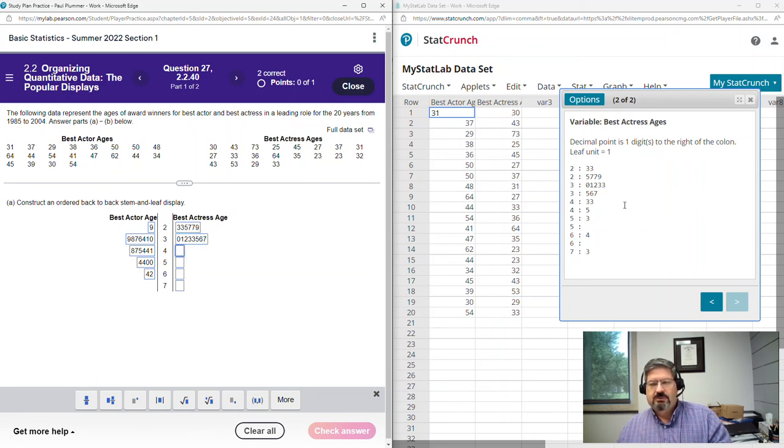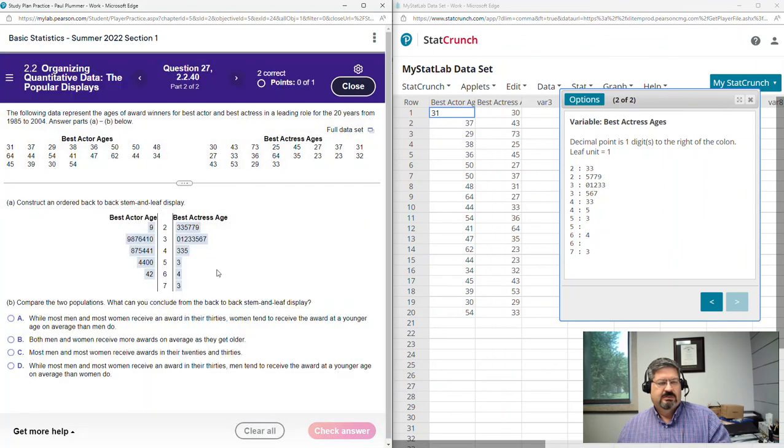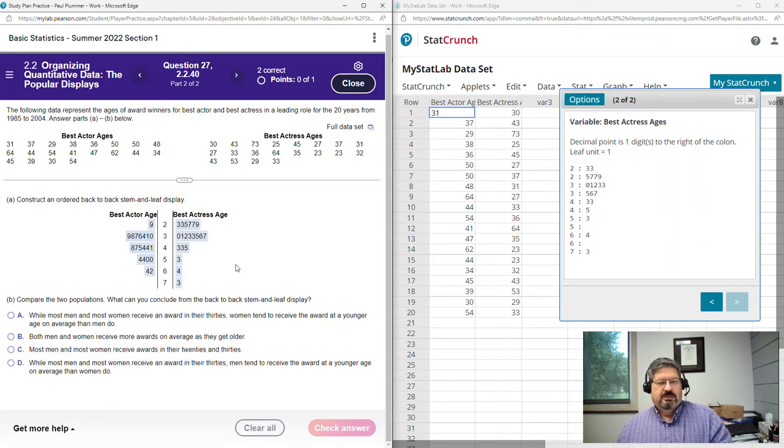Our 4, we have 3, 3, 5. For 5, we have 3. 6, we have 4. And for 7, we actually have 3. All right, so that's how we can use Statcrunch to do the stem and leaf plots.